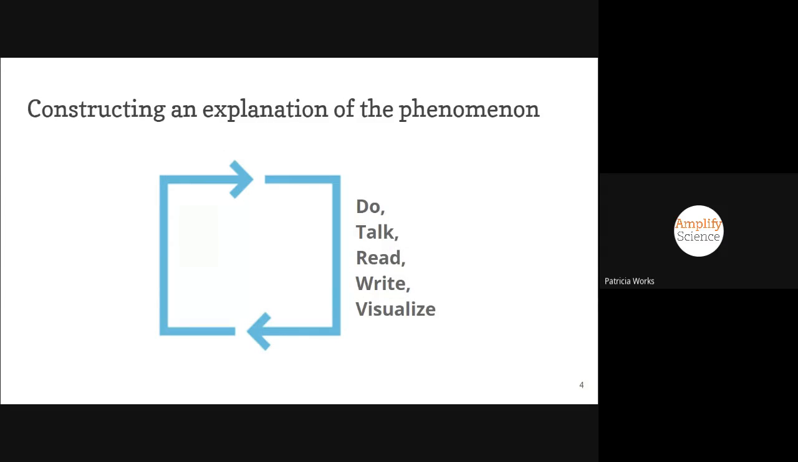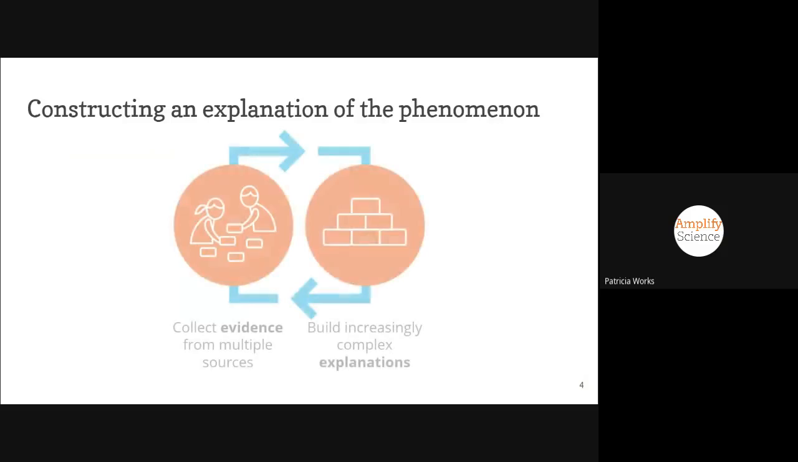As they work through the 4 chapters, they gather evidence from multiple sources by doing, talking, reading, writing, and visualizing. Their explanations become more complex over time as they construct understanding about how traits vary within a species. They learn that organisms get instructions for traits from both of their parents, and that traits can be determined by inheritance, the environment, or both.